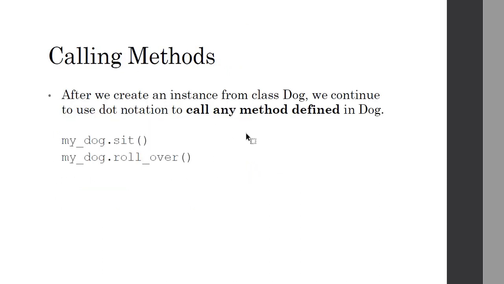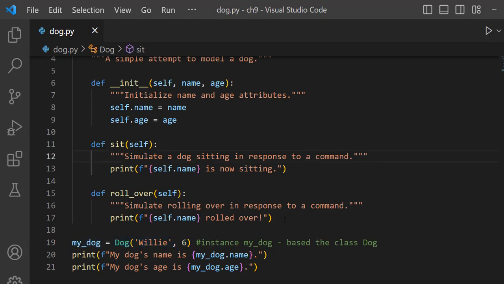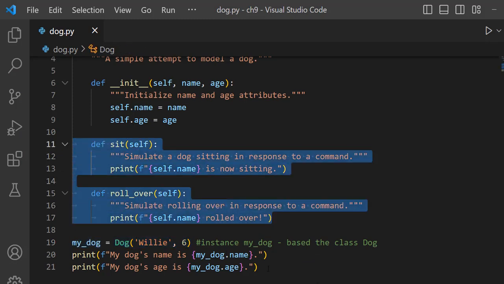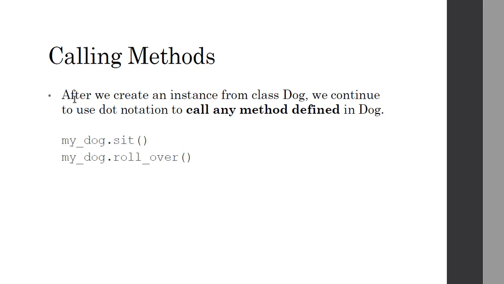Calling methods. So when we define this class, we have 2 methods, and they are sit and rollover. So after we create an instance, and our instance is called my underscore dog, and we created it based on the class dog, we can use dot notation to call those methods. So let's go ahead and add that to our file.